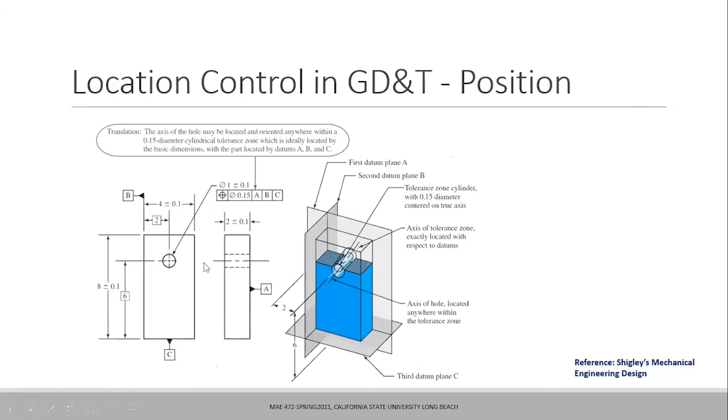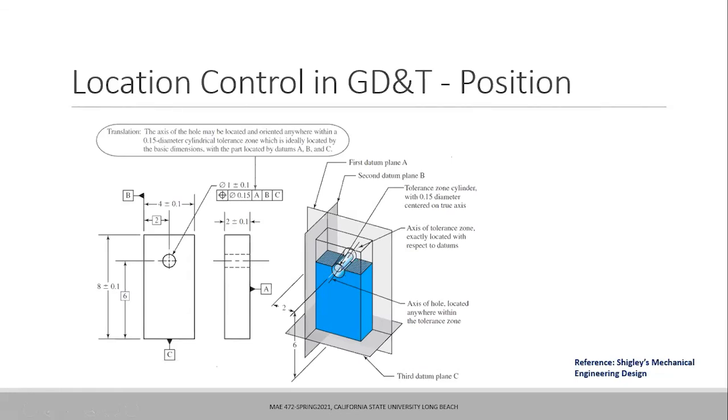So this feature control frame means that the center axis of this hole must lie within the cylindrical tolerance of 0.15 millimeters. If you look at this part, it has a bigger cylinder and a smaller cylinder. The smaller cylinder represents the tolerance zone. That means the axis of the hole can be oriented at any angle as long as the axis remains within the cylinder of 0.15 millimeters. Does it make sense to you guys so far?